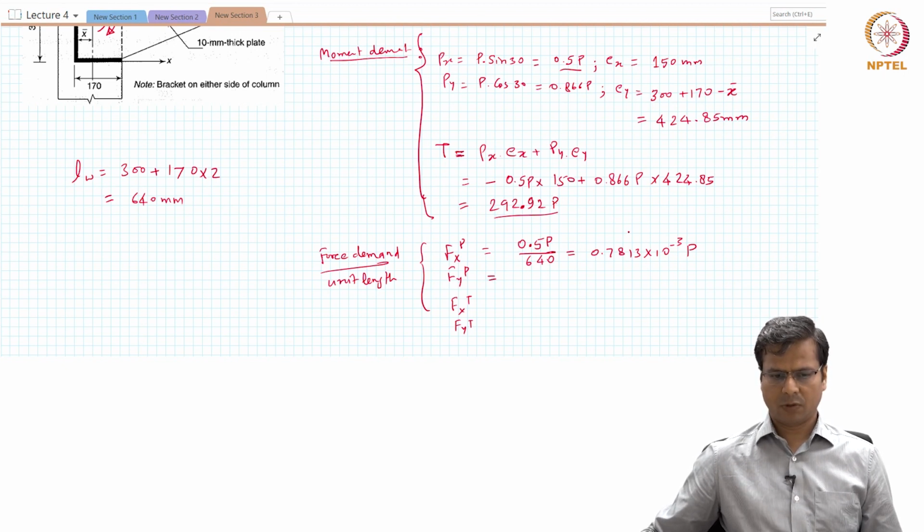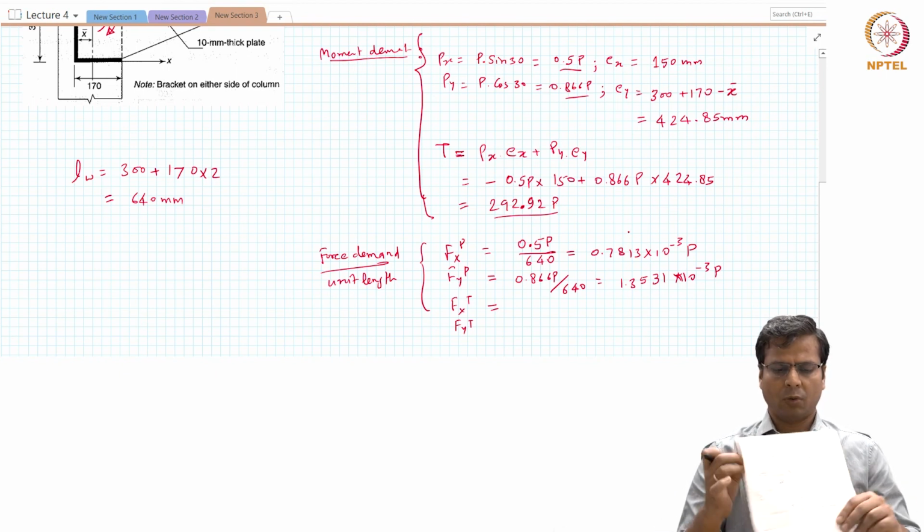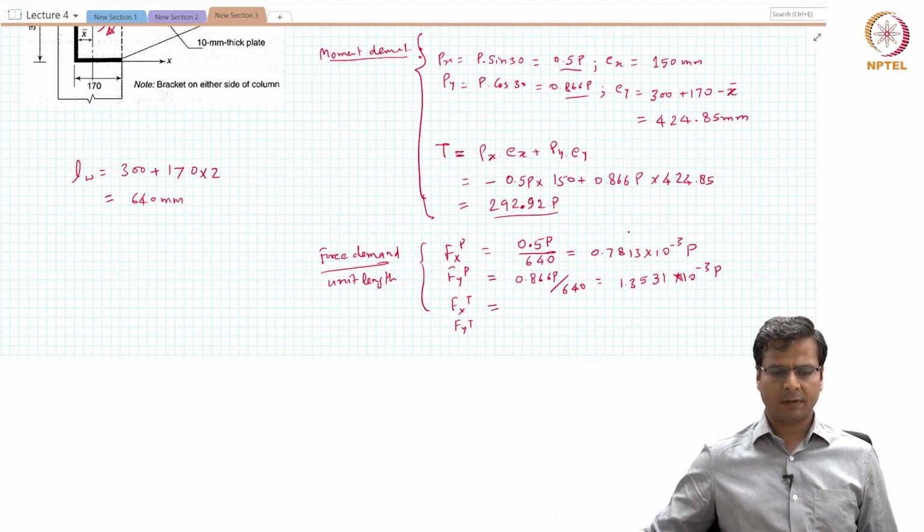Likewise, Fyp will be equal to 0.866P, which was the total force, divided by 640, and that is 1.3531 into 10 to the power minus 3 P. If you want to calculate the force per unit length because of the twisting moment, the approach we would have to use is first twisting moment multiplied by, if we are calculating Fx, then we have to take the distance y divided by Ip.